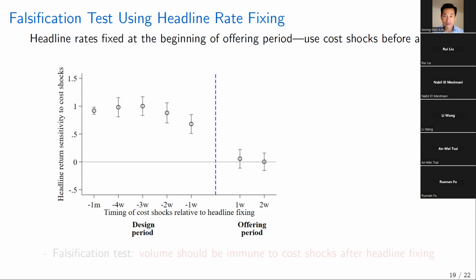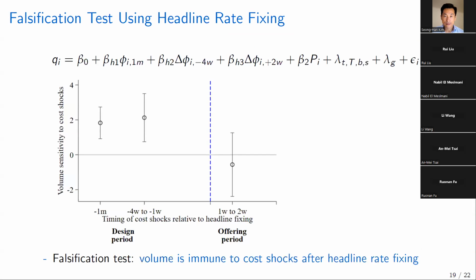Under my story, any pricing shocks to the bank should translate into higher demand only if these shocks occur during the design period, because this is when they also translate into higher headline returns. But they shouldn't translate into higher demand when they occur during the offering period, because this is when the headline rates are fixed. And this is exactly what I find.